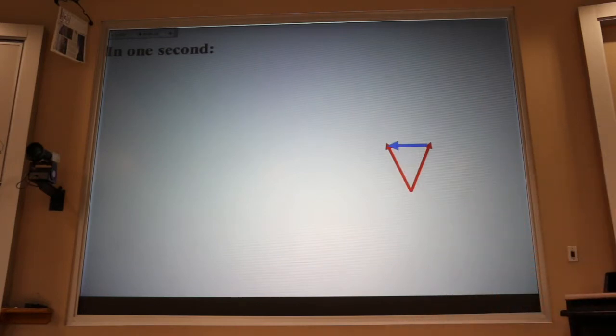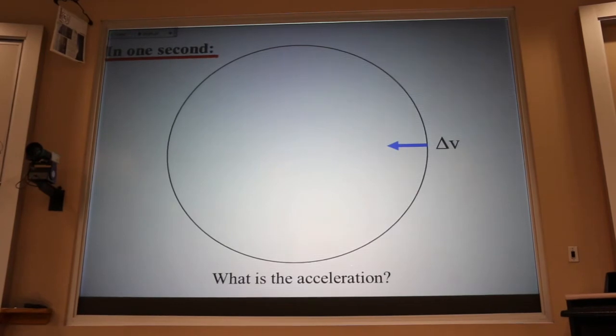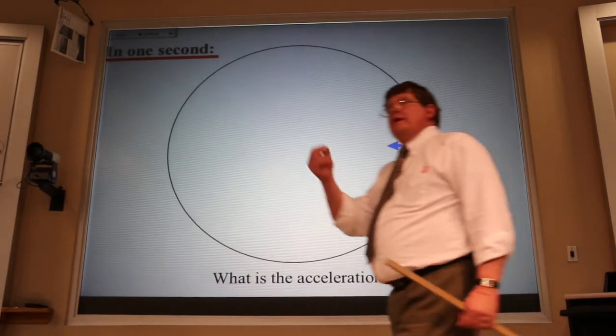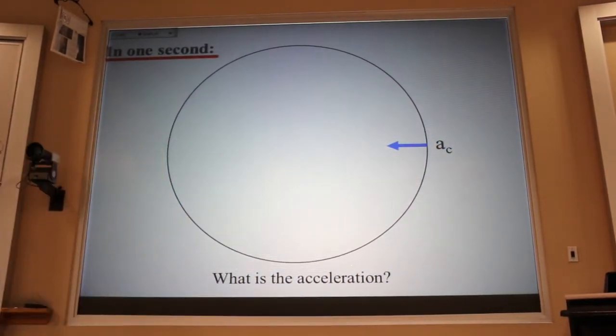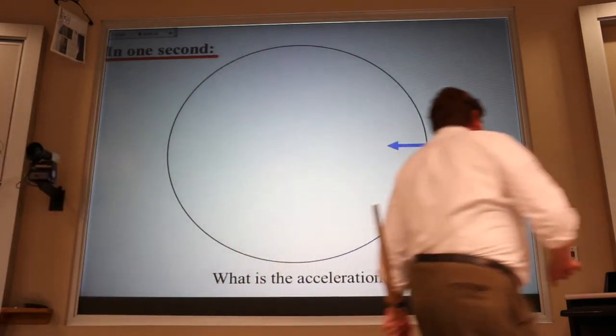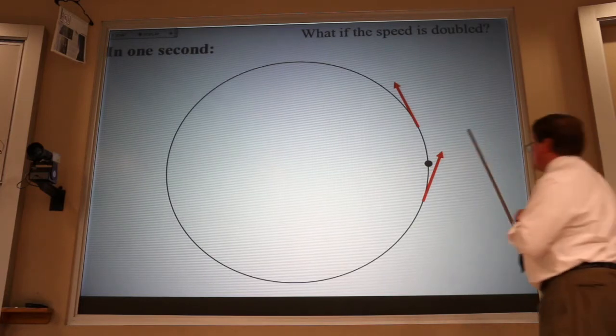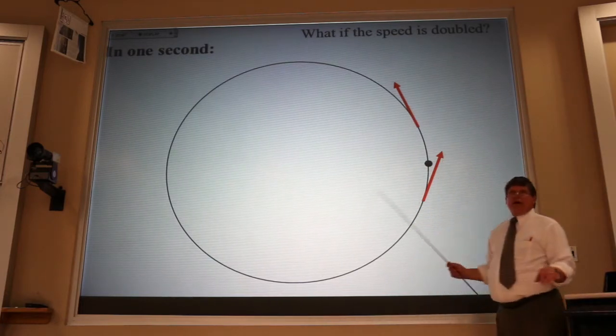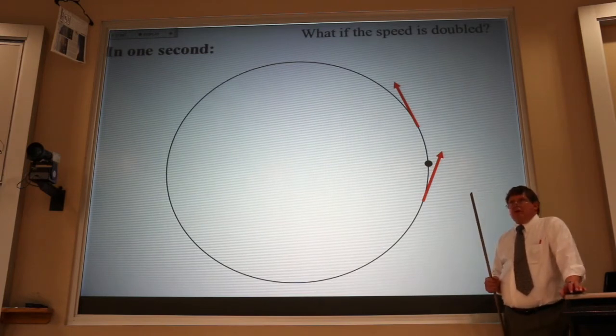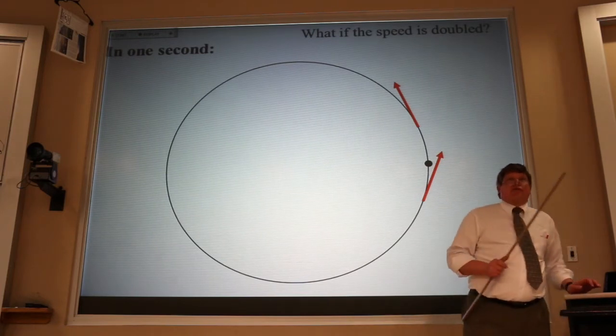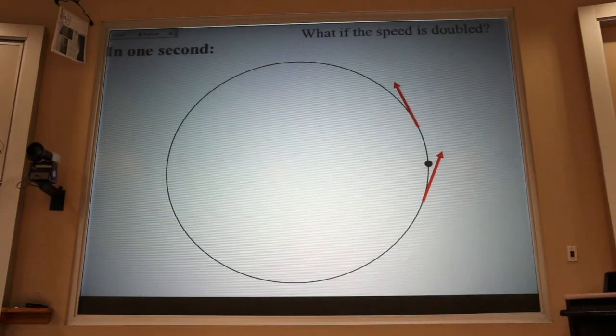Now, that change happened in 1 second. And so that means that is the acceleration, the average acceleration at that dot. Okay? That's what acceleration is. How much the velocity vector changes in 1 unit of time, 1 second. Now, what if instead of going 30 miles an hour, I go 60 miles an hour? What has to change about this picture? Well, the arrows have to get twice as long, but what else? What else?